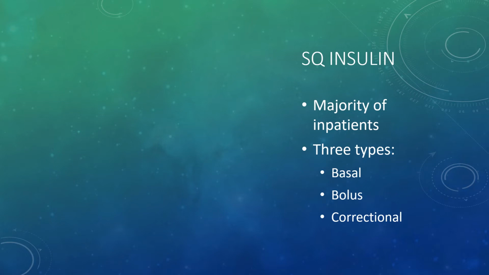The majority of patients that are admitted to the hospital are managed with sub-Q insulin. There's basically 3 types. You can give basal insulin. This is long-acting insulin. You can give bolus insulin, which is mealtime or nutritional insulin. And then you can give correctional insulin. This is sliding scale insulin, which is rapid-acting insulin. It's only used to lower the blood glucose immediately.